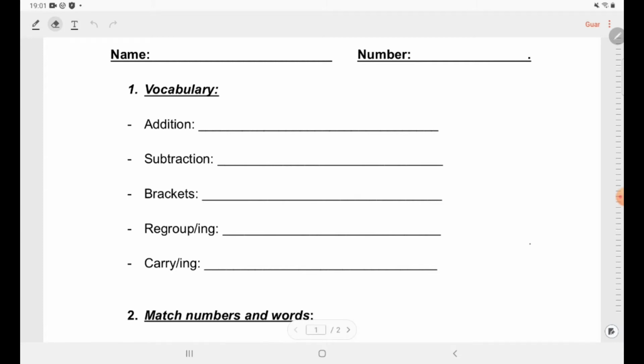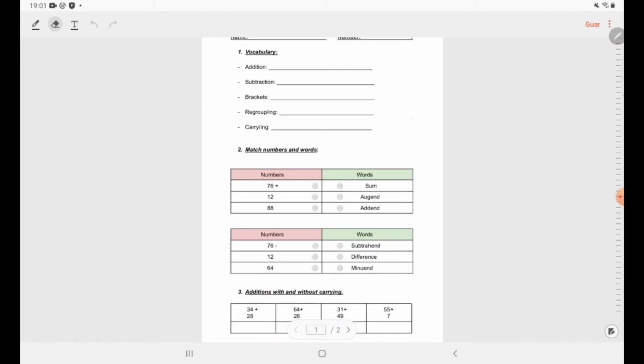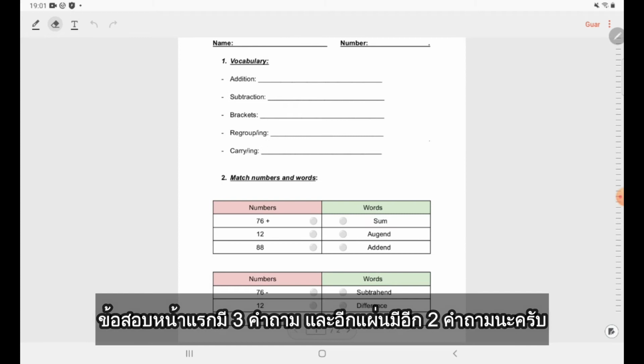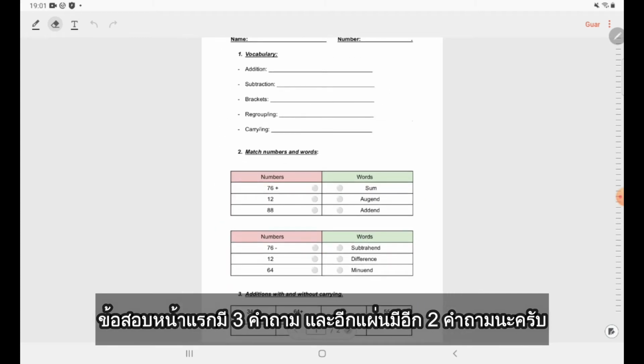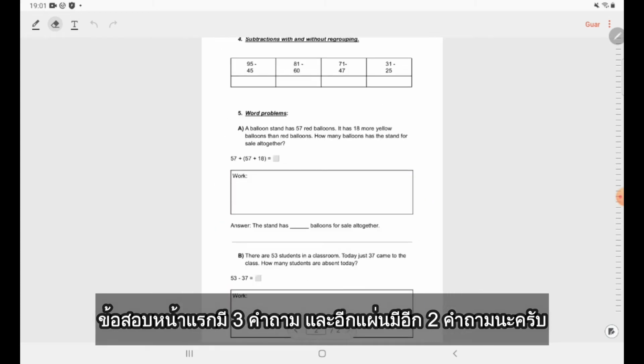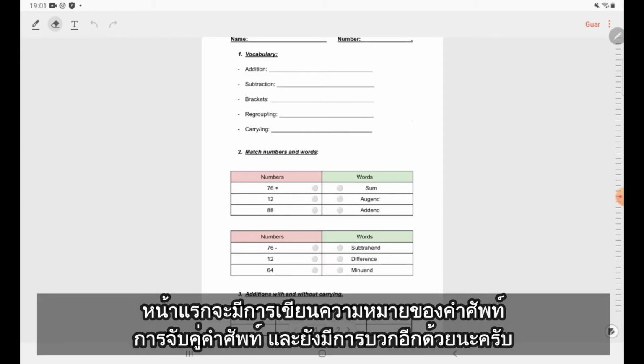Okay, so here we are in the test. It should be like A4, okay? The first page has 3 exercises, and then there is another page with another 2 exercises. We have vocabulary, as you see here, an exercise where we have to match the words. And on this page we also have additions. This is the first 3 exercises.